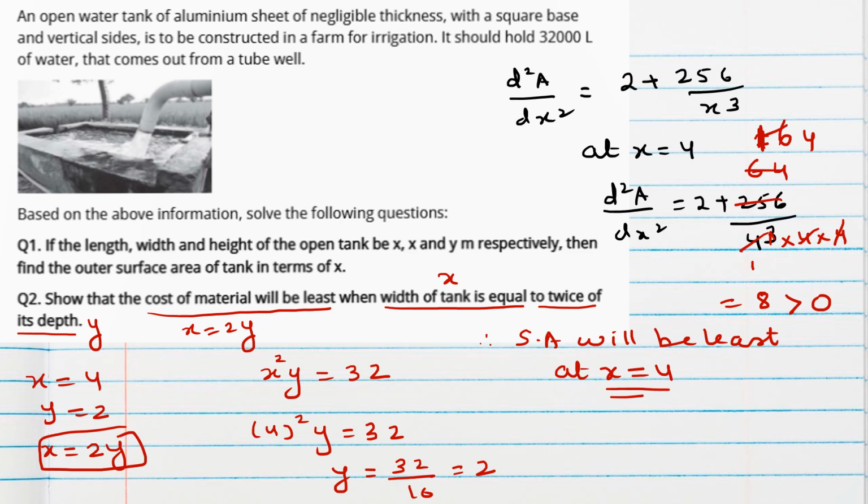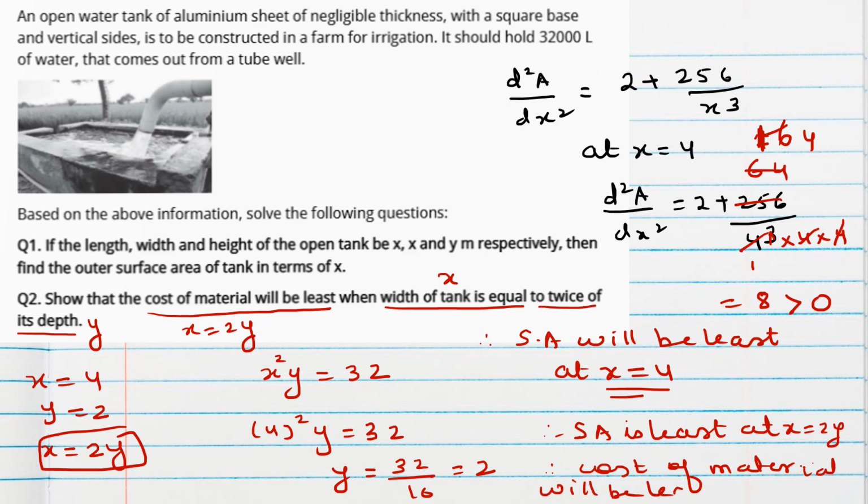So we can write here, therefore if surface area is least at x equal to 2y, therefore cost of material also will be least at x equal to 2y, hence proved.